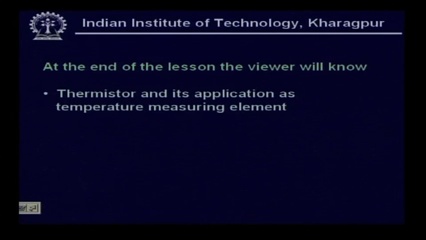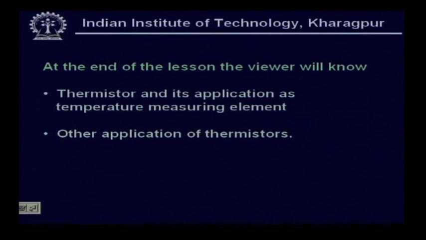At the end of this lesson, the viewer will know thermistor, all its characteristics, how it is used in the electronic circuit, what are the signal conditioning circuitry associated with the thermistor, along with its applications as a temperature measuring element. These are the main applications, but we will touch some of the applications, even though it is not within the purview of the industrial instrumentation, like in the power supply circuits, in the Wien bridge oscillator circuits. There are some uses of thermistor in those applications also. As I said, other applications of thermistor.